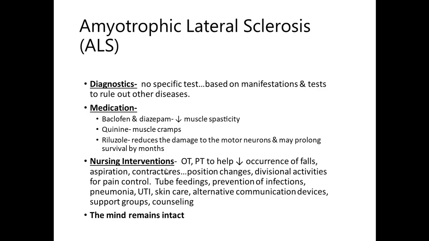Nursing interventions for ALS: obviously OT and PT. OT helps get them situated at home so they can live out as long as possible at home. PT helps with falling. We need to watch for aspiration and contractures. Keep changing their positions. Maybe different activities for pain control. Eventually, these people might be on tube feedings. They have a huge risk for infections, so we need to take care of their skin care. They're a huge risk for UTI.